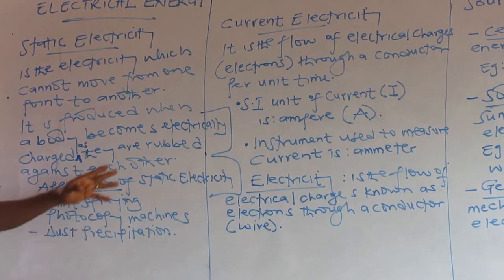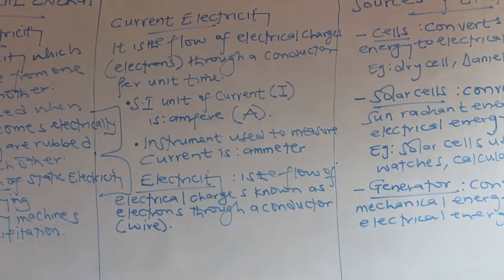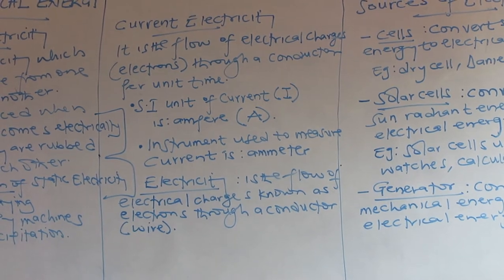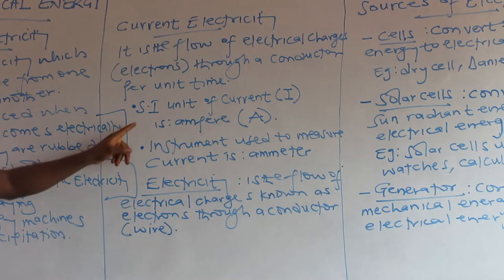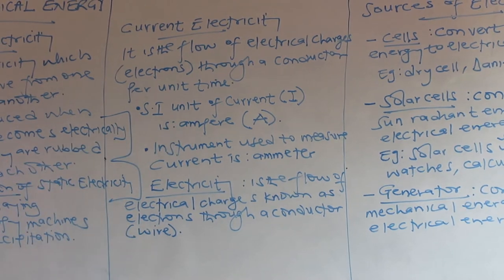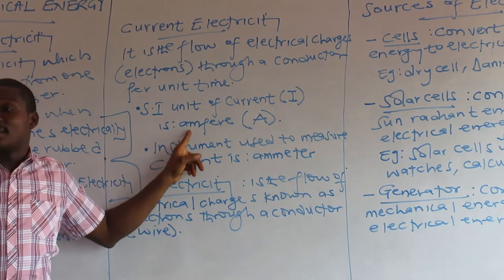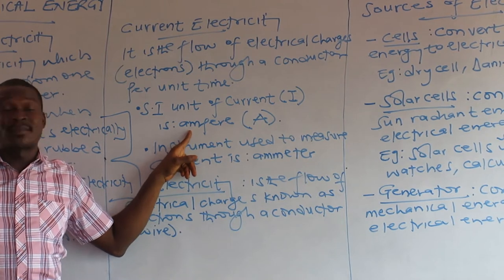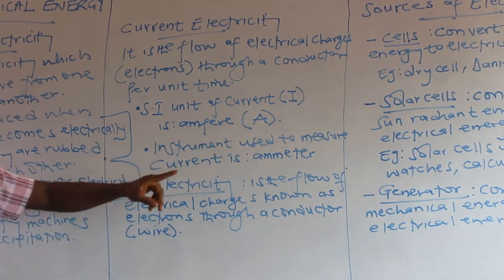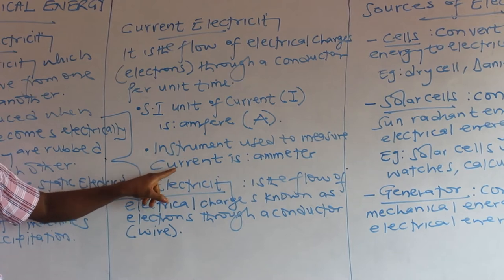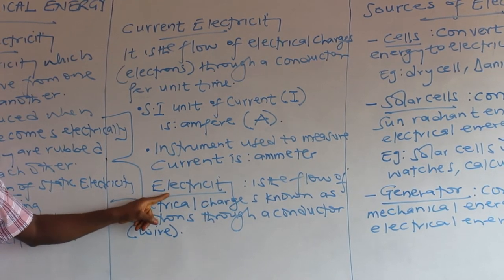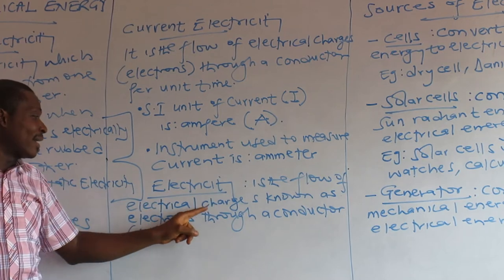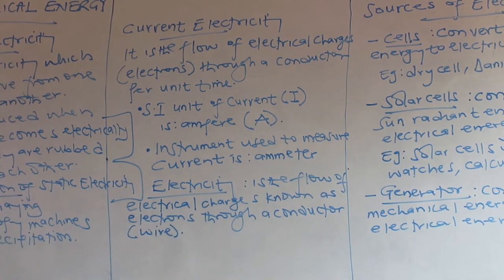Good. Now, current electricity. It is a flow of electrical charge or electrons through a conductor. A conductor can just be what? A wire. The SI unit for current is the ampere, and we use capital-letter symbols for it. The instrument used to measure current is called an ammeter.